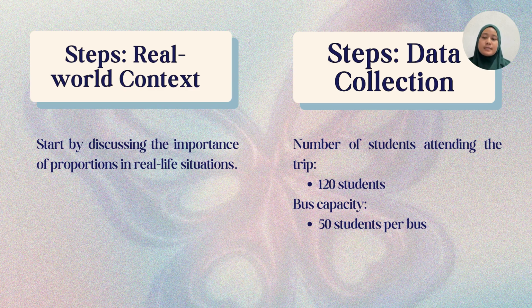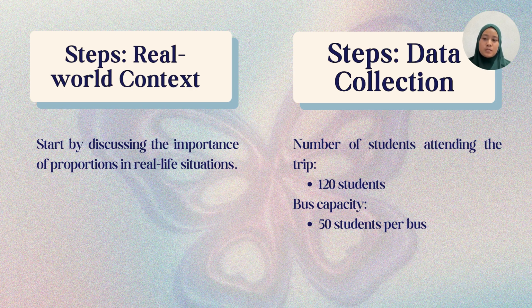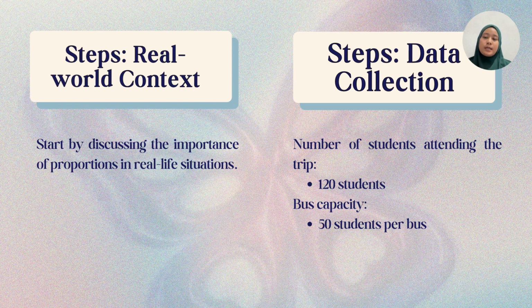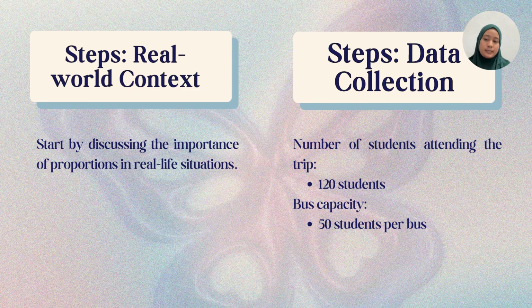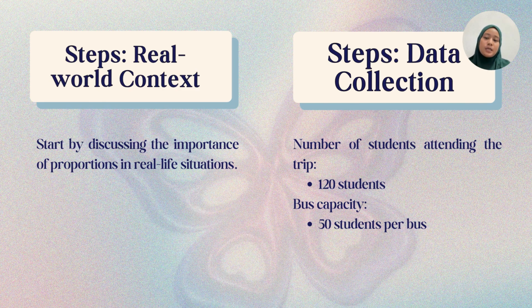We start by discussing the importance of proportions in real life situations, such as planning events or managing resources, such as the number of buses needed for all students. Second, collecting data, which provides students with the following information. The number of students attending the trip is 120 students, including boys and girls, while the bus capacity is 50 students per bus.